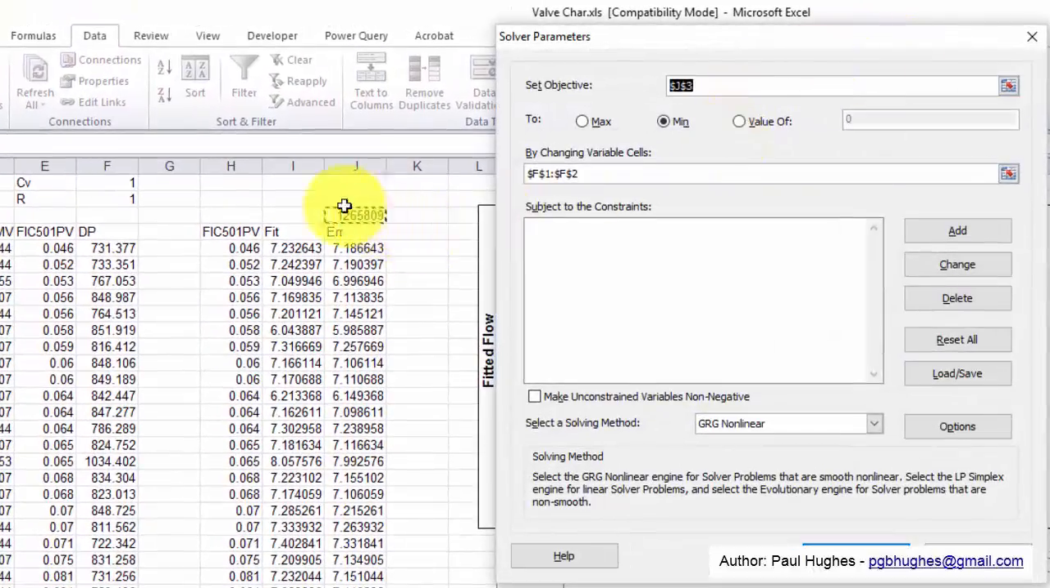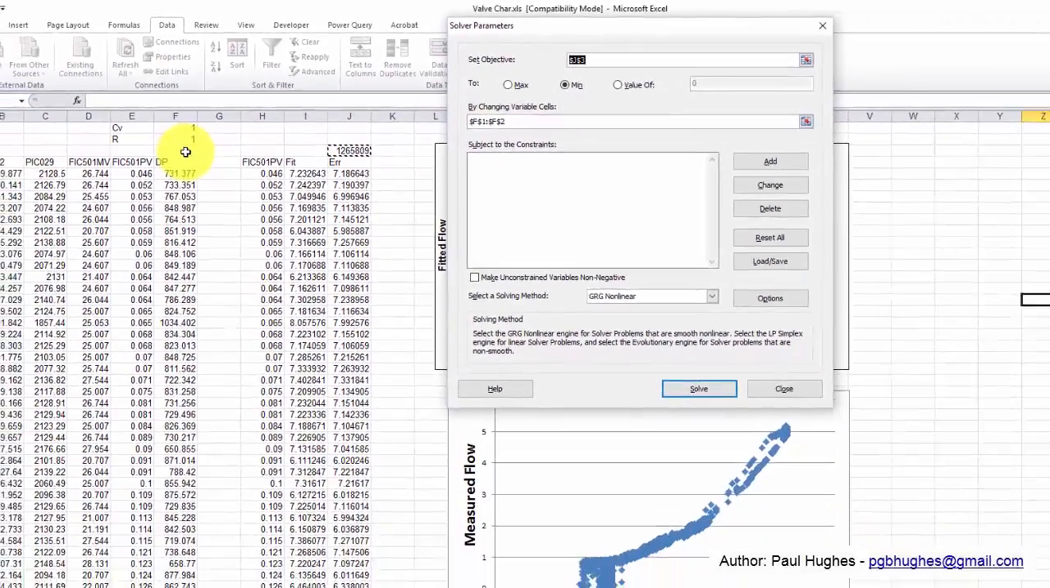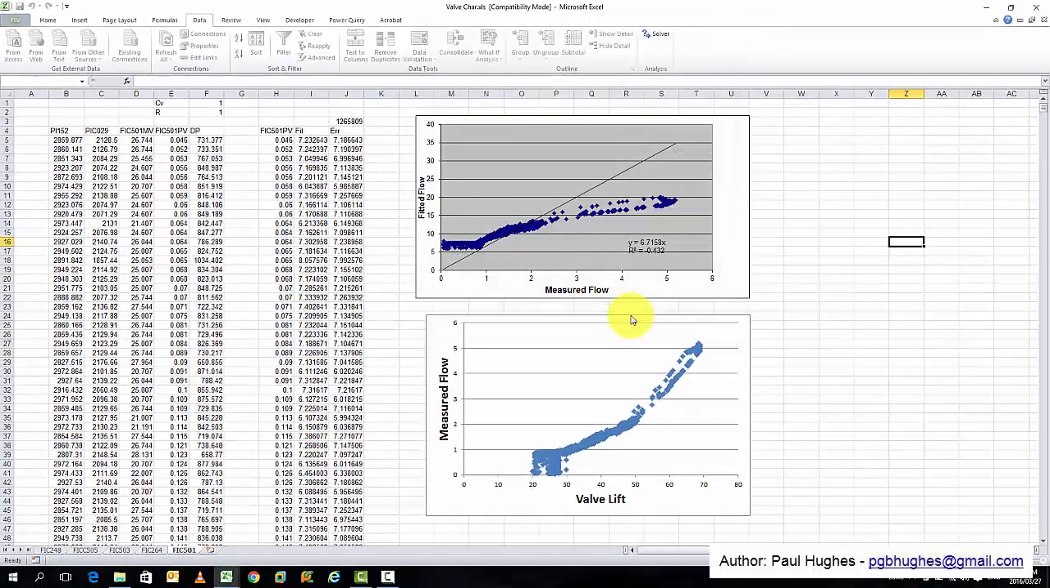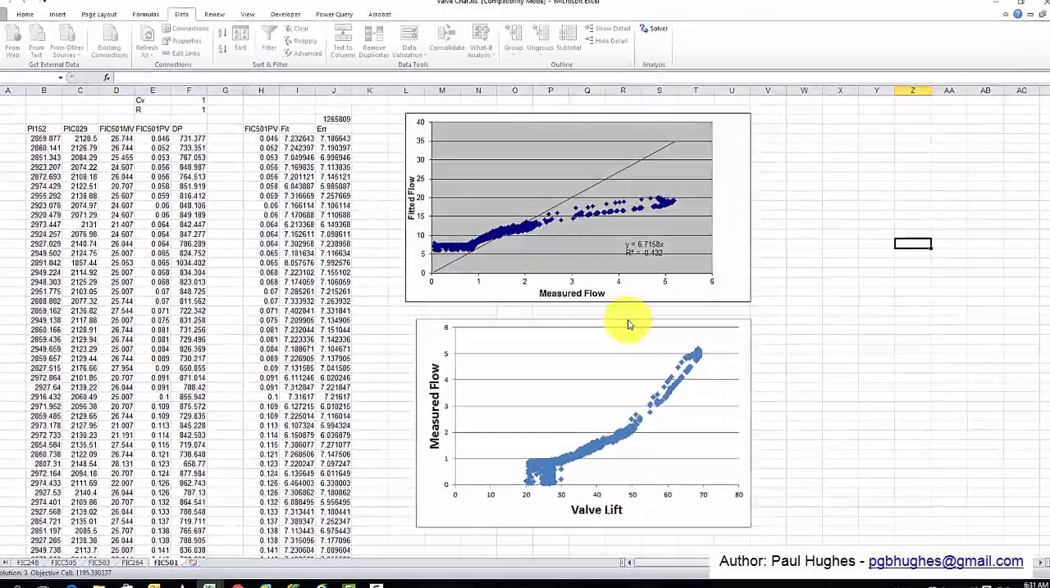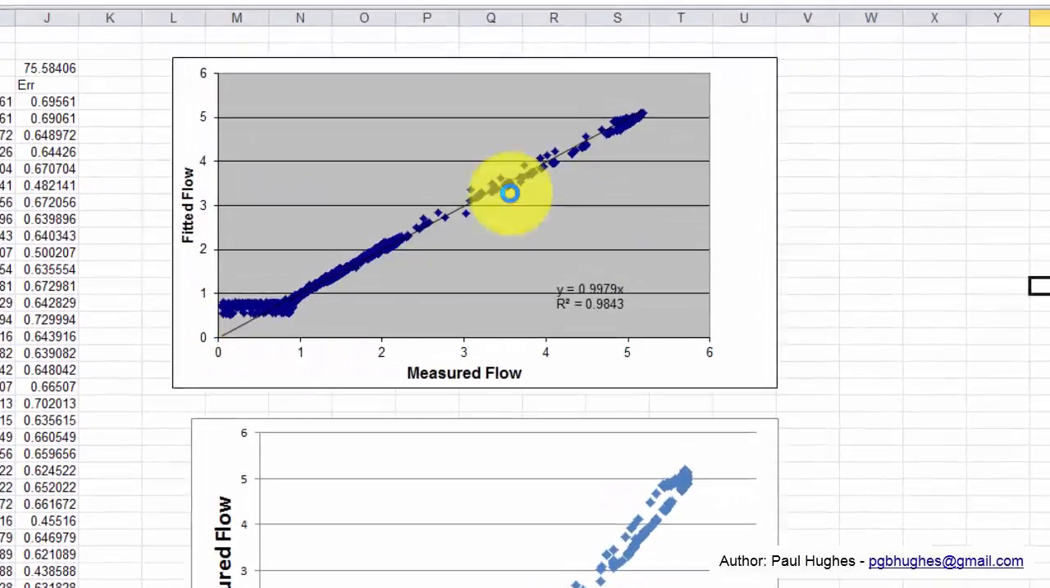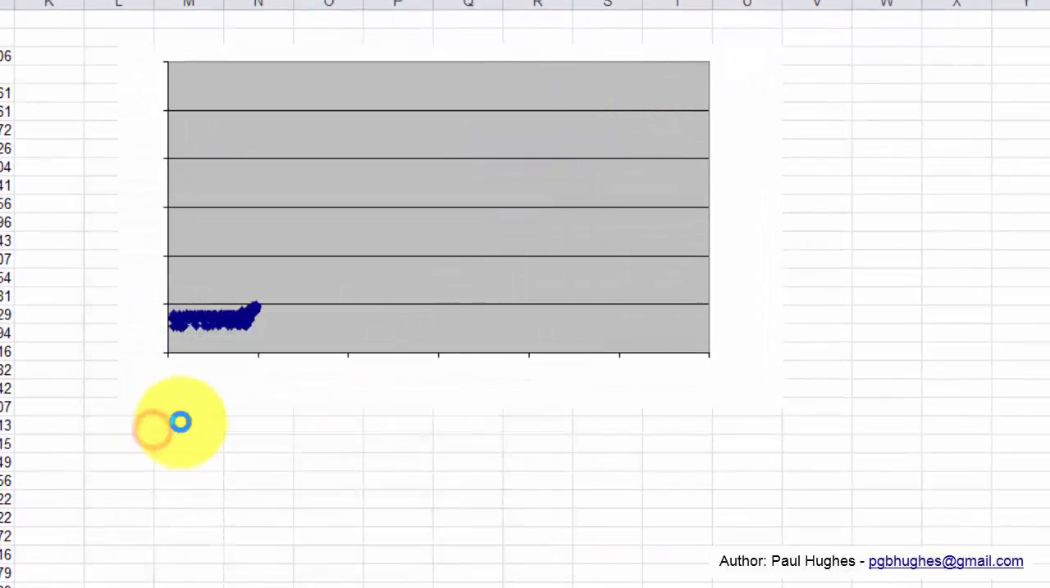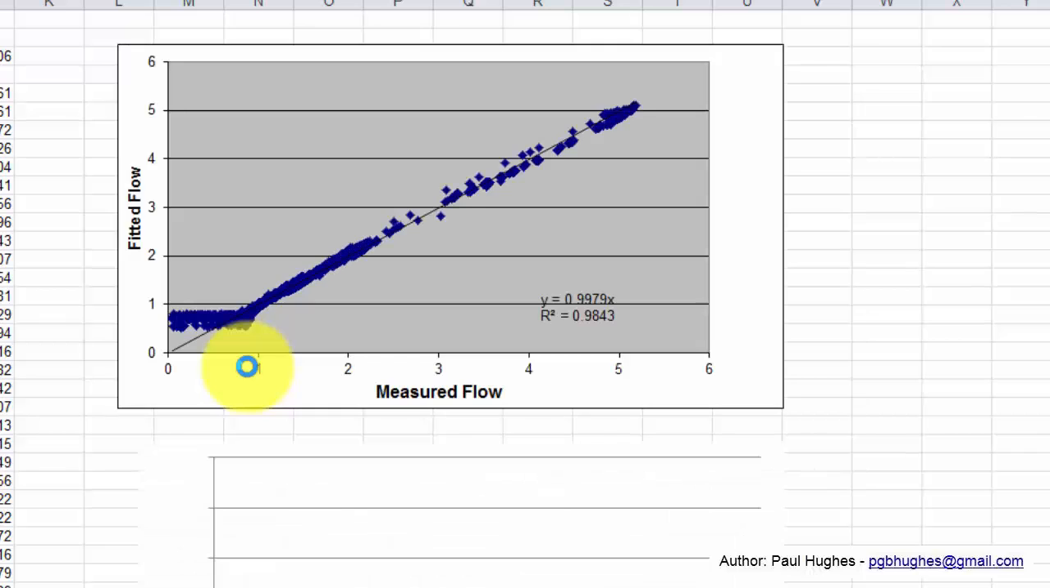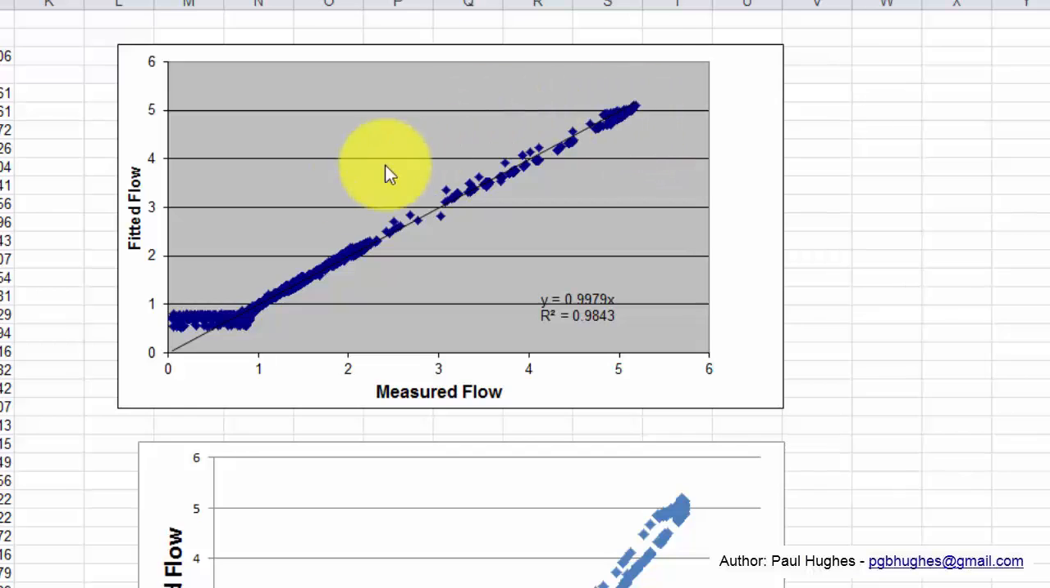but we want to minimize the sum of the square of the errors by changing cells F1 and F2, which is this. We allow that to solve. And what we're looking for at the end of the day is almost a straight line through here, which is what we are seeing. And so it's done a very, very good job of curve fitting. It's got a 99.79, 98% correlation, and slope is almost 1 if we look at the measure versus fitted flow.